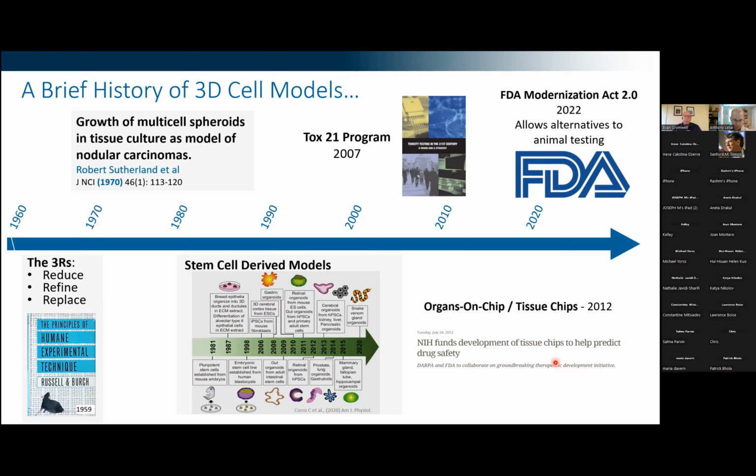But I think the real change came through the use of stem cells, human induced pluripotent stem cells, and using those to form new models: organoids, spheroids, tumoroids, and treating cancer stem cells as a way to create these 3D cell models. Then in 2000, the government really got involved with the Tox-21 program, the Organ on Chip Tissue Chip Initiative by NIH, and most recently, at the end of 2022, the FDA Modernization Act 2.0, which now allows 3D cell models to be used in support of new drug candidates.